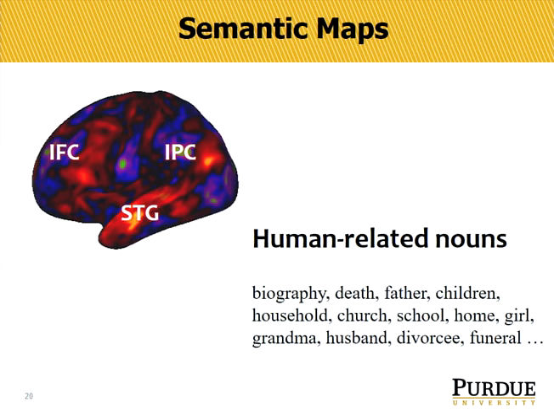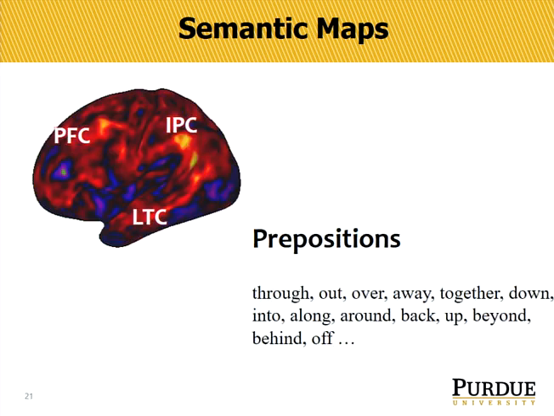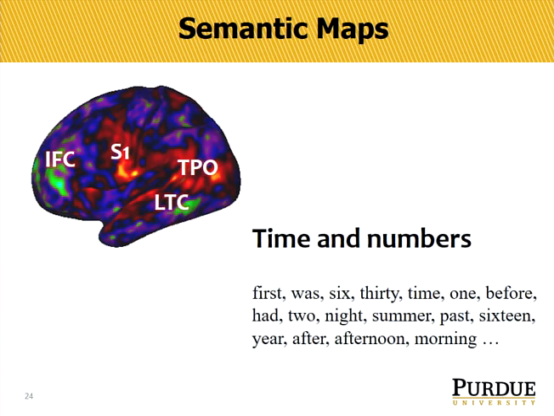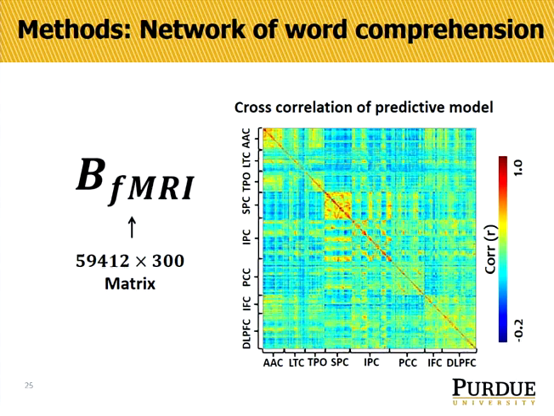For example, the human-related nouns mostly activate the superior temporal gyrus, but also part of the inferior parietal cortex and inferior frontal cortex. While for the prepositions, it's spread much more widely in inferior parietal cortex, prefrontal cortex, and lateral temporal cortex. We can also generate the semantic maps for verbs, foods, and time and numbers. And another interesting question would be, how do these different cortical regions communicate with each other during word comprehension?